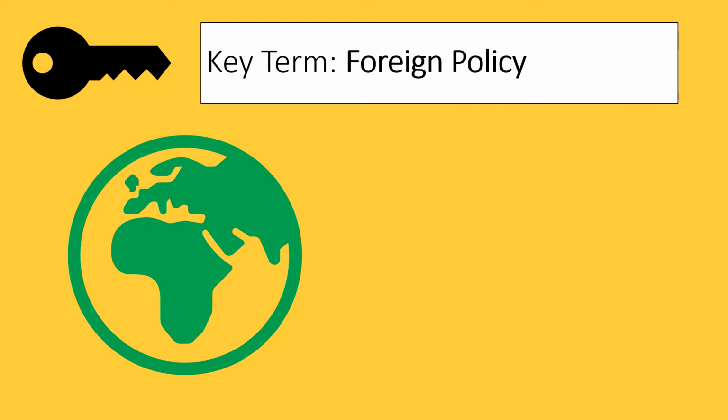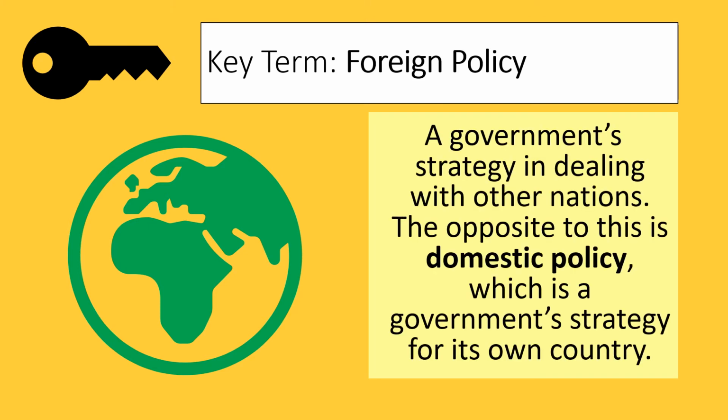But what do we actually mean by this term foreign policy? Foreign policy is a government strategy in dealing with other nations. And the best way I feel to explain that is looking at the opposite. The opposite of this is domestic policy, which is a government strategy for its own country.